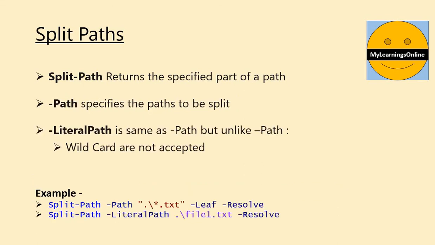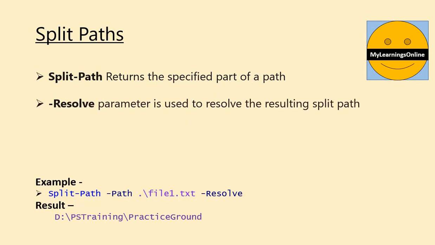The path parameter is used to specify the path that you want to split. The literal path parameter is also the same as the path parameter, but unlike the path parameter, wildcards are not accepted in the literal path parameter. In the example, we have two commands. The first command is using the path parameter, the latter command is using the literal path parameter. The resolve parameter is used to resolve the resulting split path.